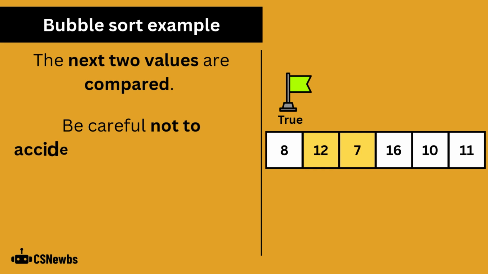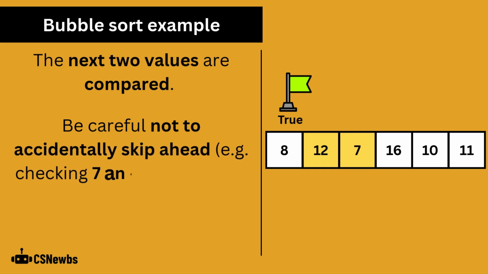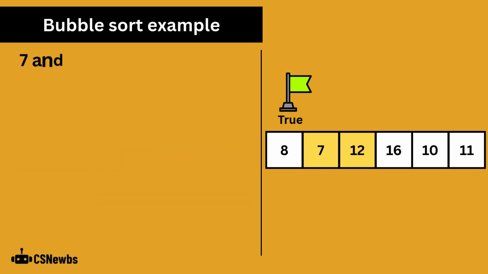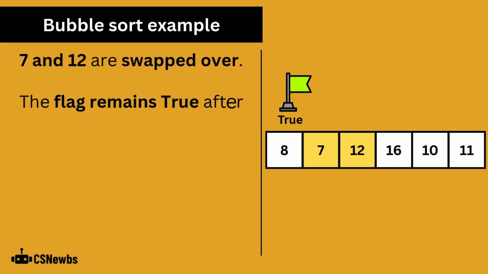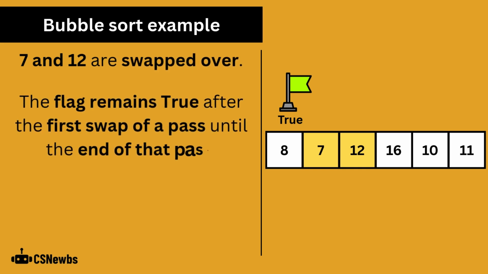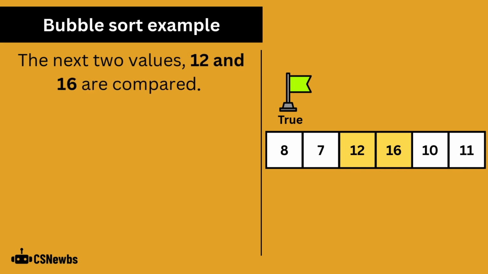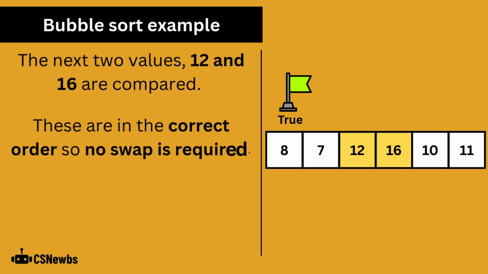Be careful not to accidentally skip ahead. For example, checking 7 and 16 instead of 12 and 7. 7 and 12 are swapped over. The flag remains true after the first swap of the pass until the end of that pass. The next two values, 12 and 16, are compared. These are in the correct order, so no swap is required.